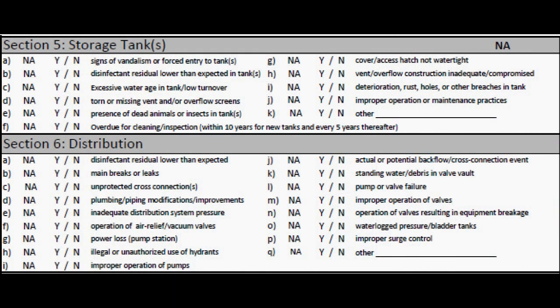Next, we move on to examining the storage tank. A poorly maintained storage tank can be another place for contamination to easily enter the system. If a system does not have a storage tank, circle NA in the gray section bar and move to the next section of the assessment. For the purposes of this form, we do not consider hydropneumatic or pressure tanks as storage. Those tanks will be covered in the next section.